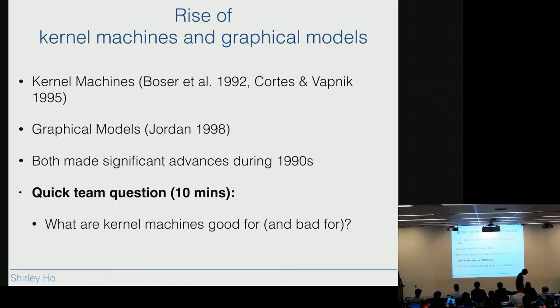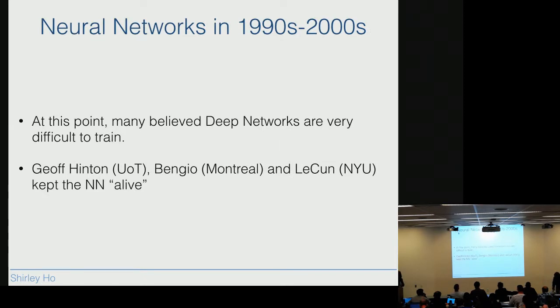All right, we're lucky. Or you're not so lucky to have me for another 20-ish minutes. All right, so neural networks, 1990s to 2000. At this point, many believed deep networks were completely difficult to train. But these three people kept neural nets alive, so to speak. I think at their work dinner, they were discussing how some of them were having trouble getting tenure. So this is how bad it was. But they all got tenure in the end.